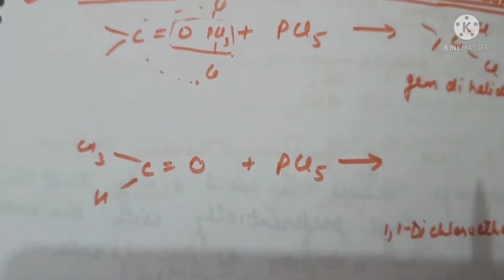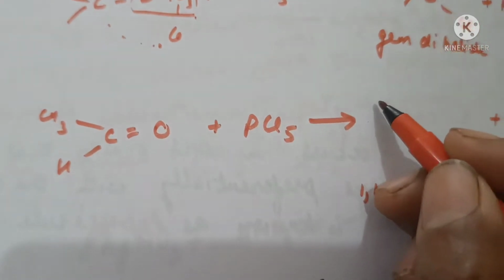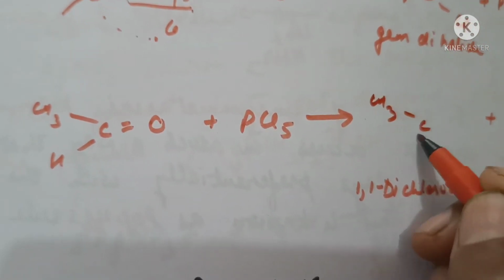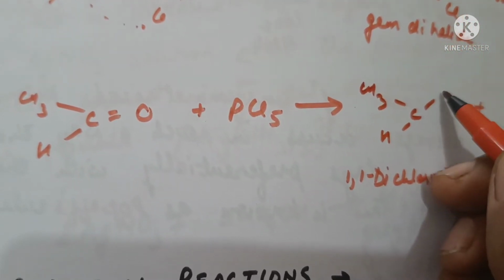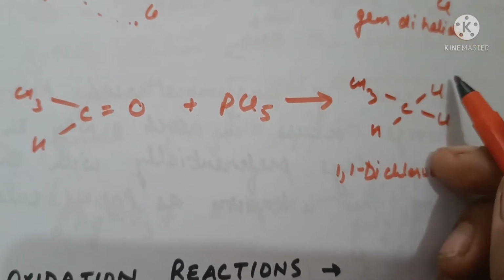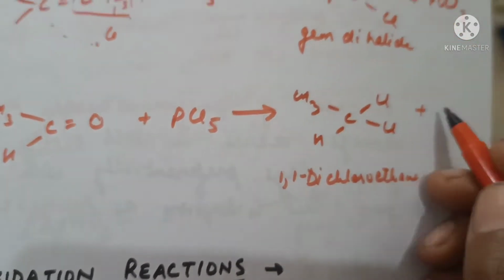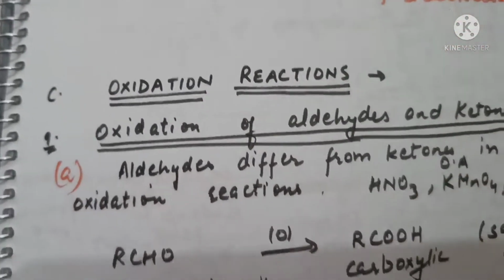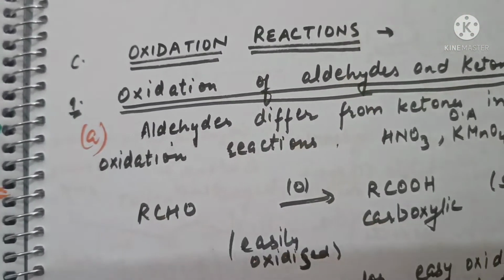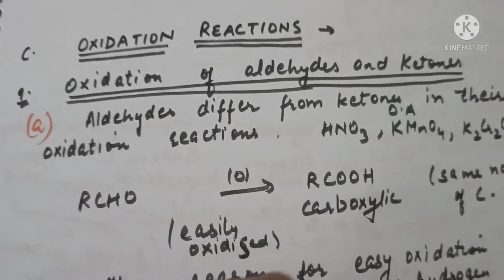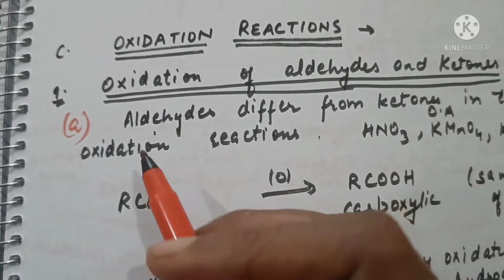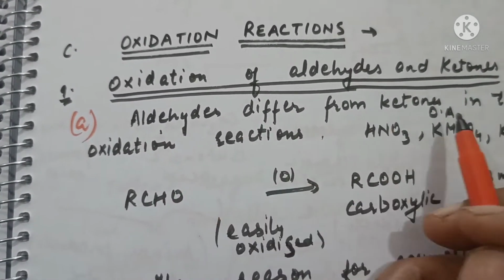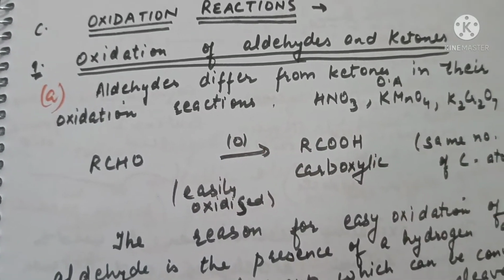For example, acetaldehyde will react to form 1,1-dichloroethane along with POCl3. Next is oxidation reactions. Oxidation of aldehydes and ketones. Aldehydes differ from ketones in the oxidation reactions.